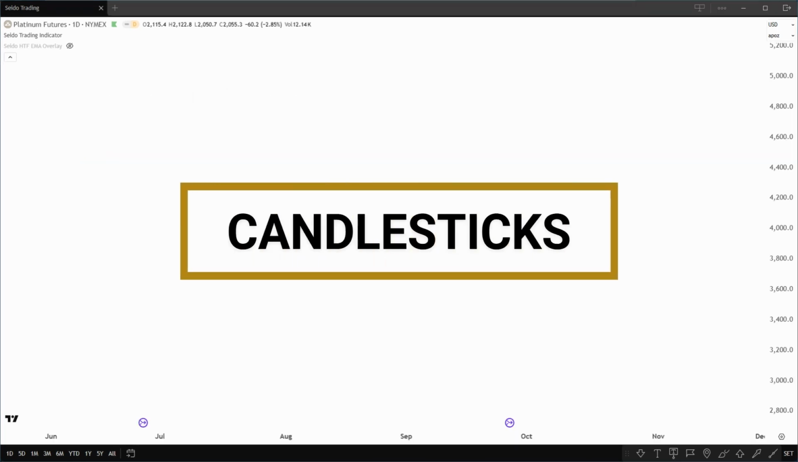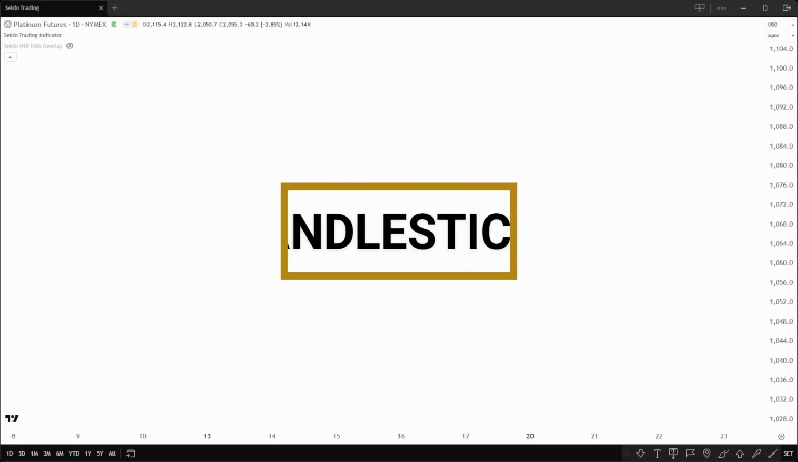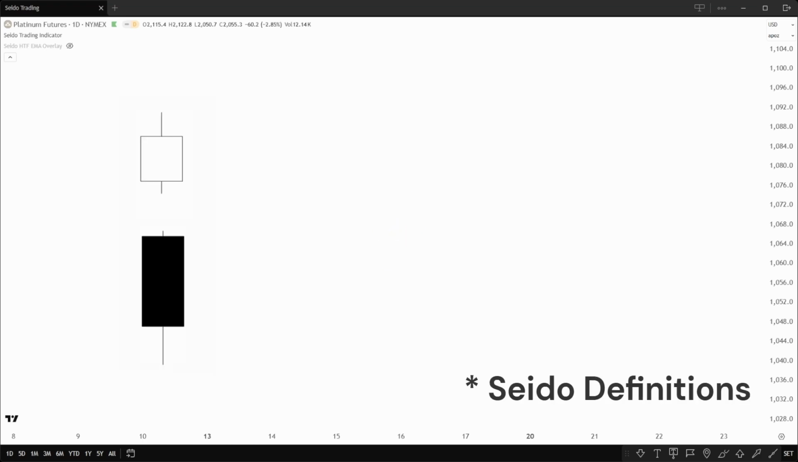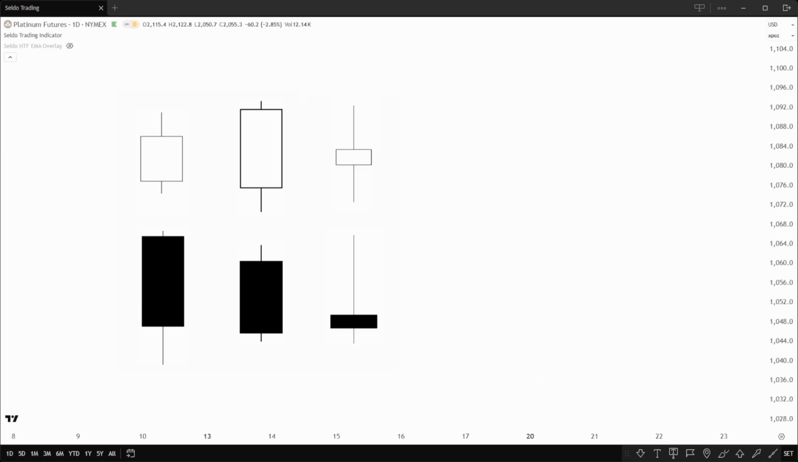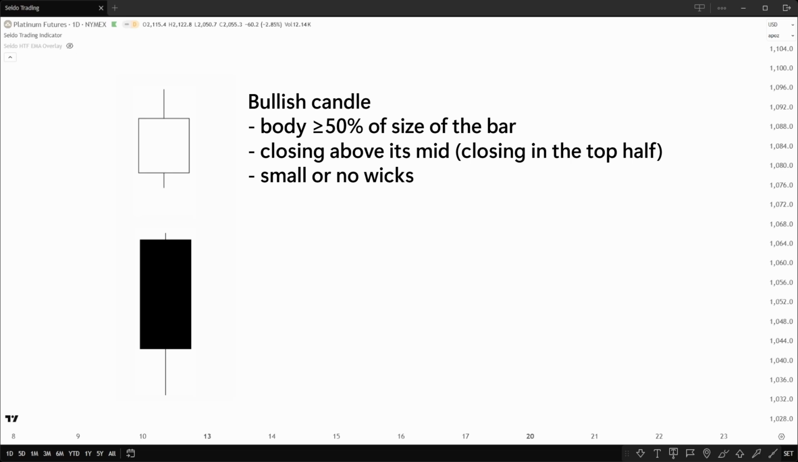So let's begin. Candlesticks can be broken into three main types: bullish and bearish candles, strong bullish and bearish candles, and trading range candles. A bullish candle is any bullish candlestick where the body makes up more than 50% of the total size of the bar. It's closing above its midpoint, so it's closing in the top half of the bar, and it has small wicks or no wicks on both the top or the bottom. A bearish candle has the same criteria in the opposite direction.